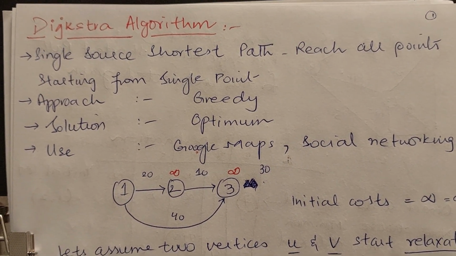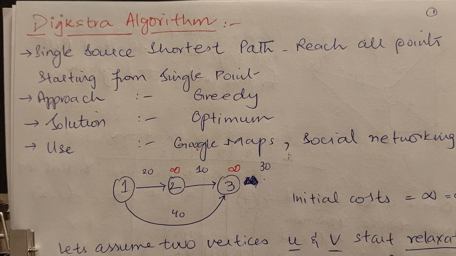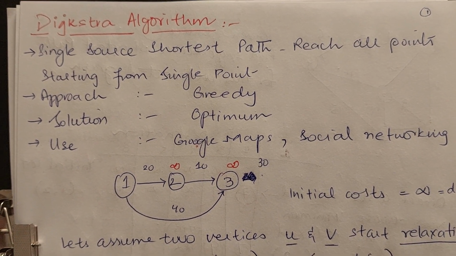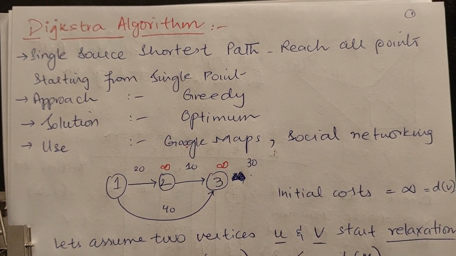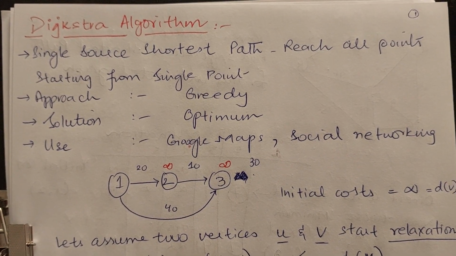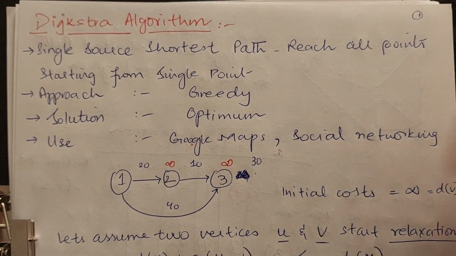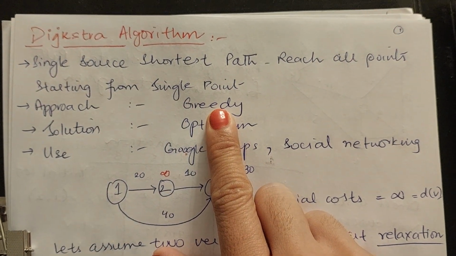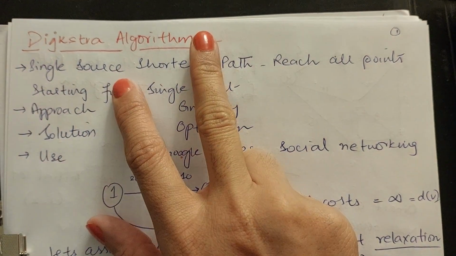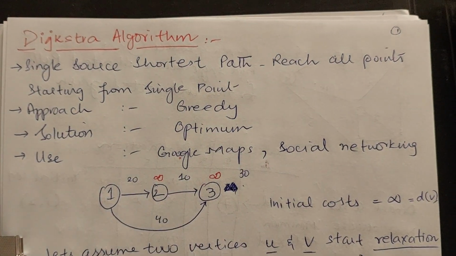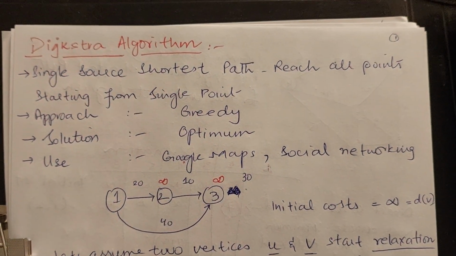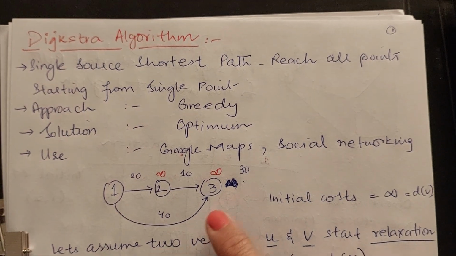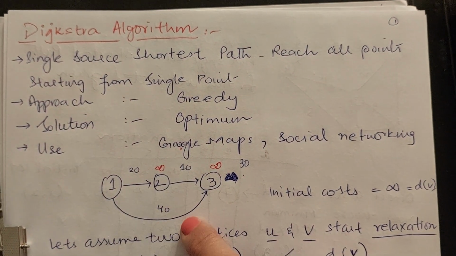So in this Dijkstra algorithm, we are actually talking about a single source shortest path algorithm. We need to reach all the points starting from a single point. Basically, the approach that this algorithm follows is the greedy approach. But with the help of this greedy approach, this algorithm tries to get optimum solutions. What I mean to say by this, I'm going to explain to you with the help of this very small example.